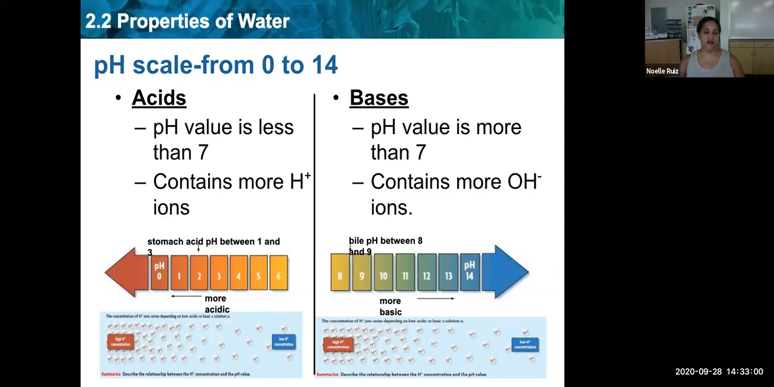And you can see on the scale, your stomach acid, when you swallow food, you have acid in your stomach that helps break down the food. It's about a 2 or a 3. You also have a substance in your body called bile. It comes out of your liver, gets stored in your gallbladder, and helps you dissolve fats when you eat fatty foods. Bile is basic. It has a pH value of between 8 and 9.